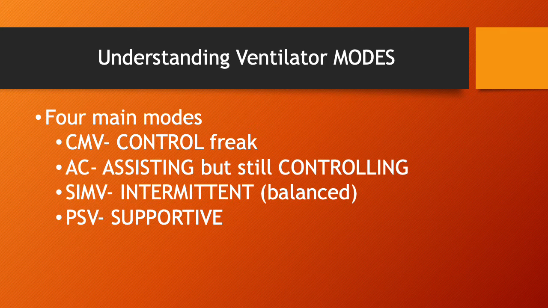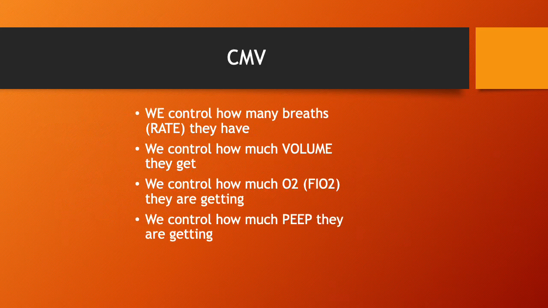SIMV, which is kind of an intermittent or a balanced parenting style, and then pressure support, which is a supportive parenting style, but kind of letting that child have a little bit more freedom. So this will make more sense once we talk about each of these. So let's talk about CMV. This is that control parent mode, that parent that wants to take care of everything, to be doing everything.